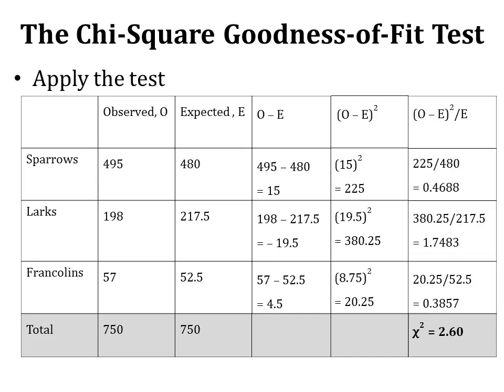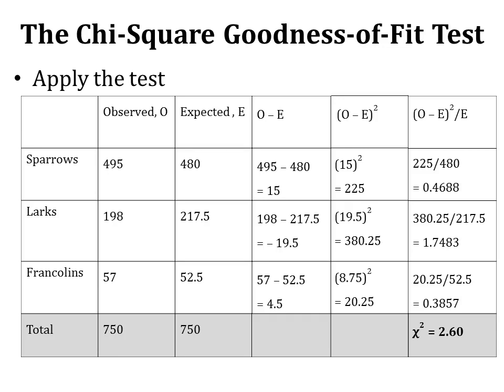And what is our next column? Our next column is that this square of the difference between observed and expected frequency is to be divided by the expected frequency of that class. So 225 is the square of the difference between the observed and expected frequencies of sparrows, and it is divided by the expected frequency of sparrow, and we get 0.4688.